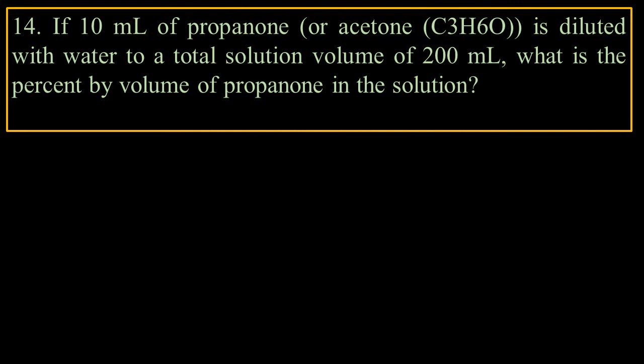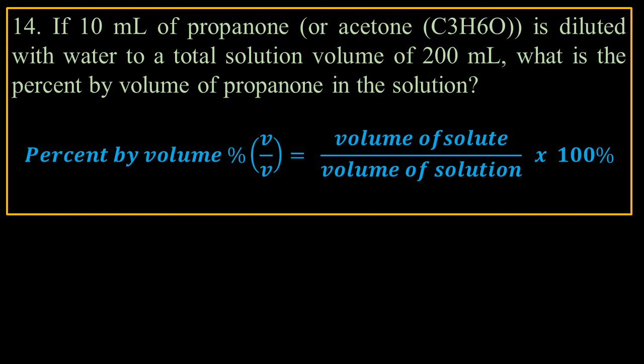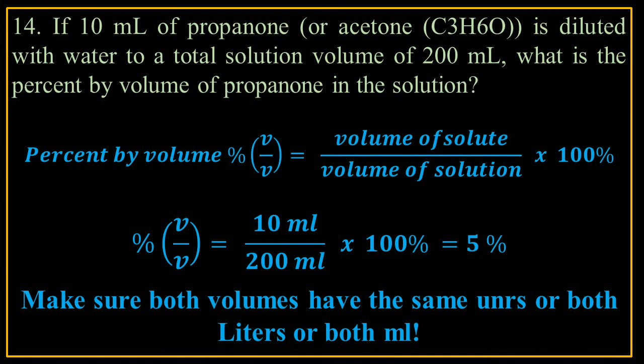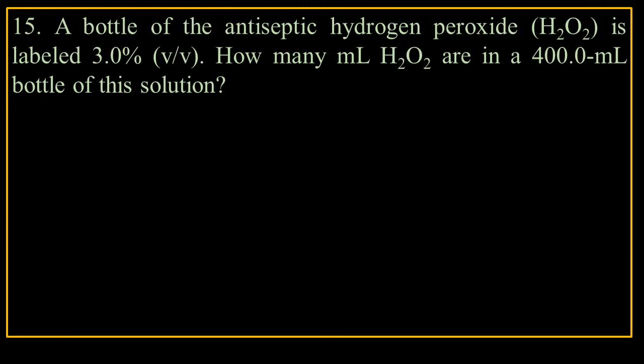If 10 milliliters of propanone is diluted with water to a solution volume of 200 milliliters, what is the percent by volume of propanone in the solution? So it's volume of solute divided by volume of solution, not volume of solvent, volume of solution times 100, and that's going to equal 5%. Make sure both volumes are in the same unit labels, both liters or both mLs.